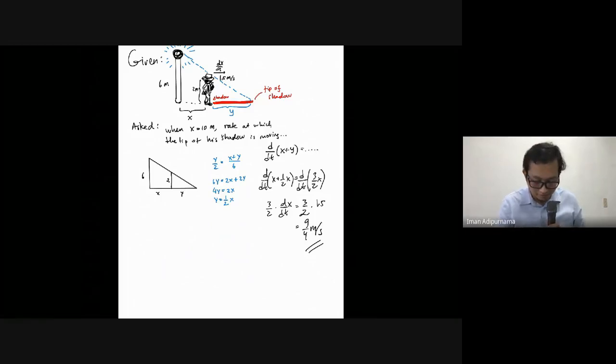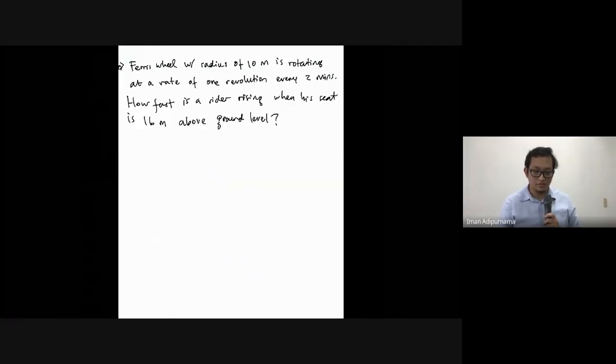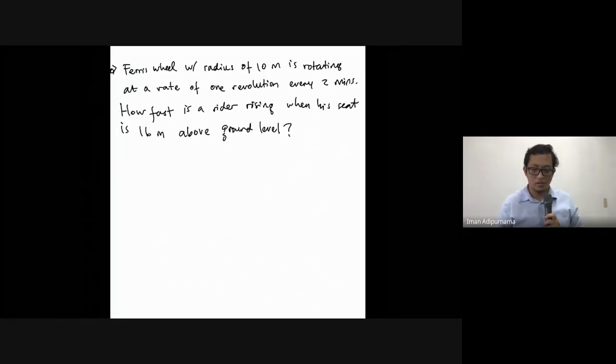Okay, let me give you another example. Okay, let me give you this one. Okay, a Ferris wheel. Ferris wheel with the radius of 10 meters. It's rotating at a rate of 1 revolution every 2 minutes. You need to calculate with radians. Okay, the radians. How fast is a rider rising? Okay, when his seat is 16 meters above ground level.